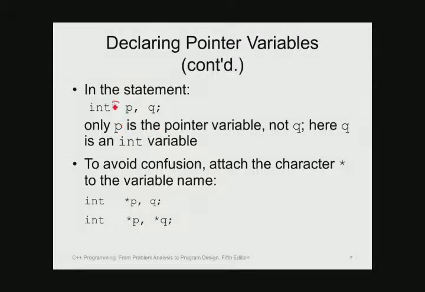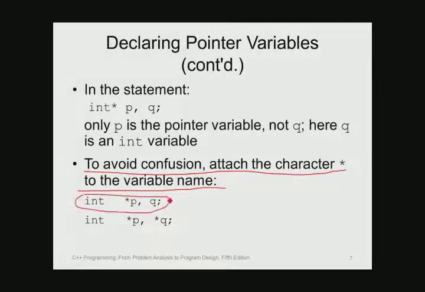So if we were to keep our asterisk next to the data type, it will cause confusion, because if you look at this statement, the P is the pointer here, and the Q is just an integer variable. Okay, now by putting the asterisk next to the data type, it will cause someone who's reading your code confusion. They might think that both of these are pointers, whereas only one is. That's why, to avoid confusion, we attach the asterisk character to the variable name. That way it's easier to tell.